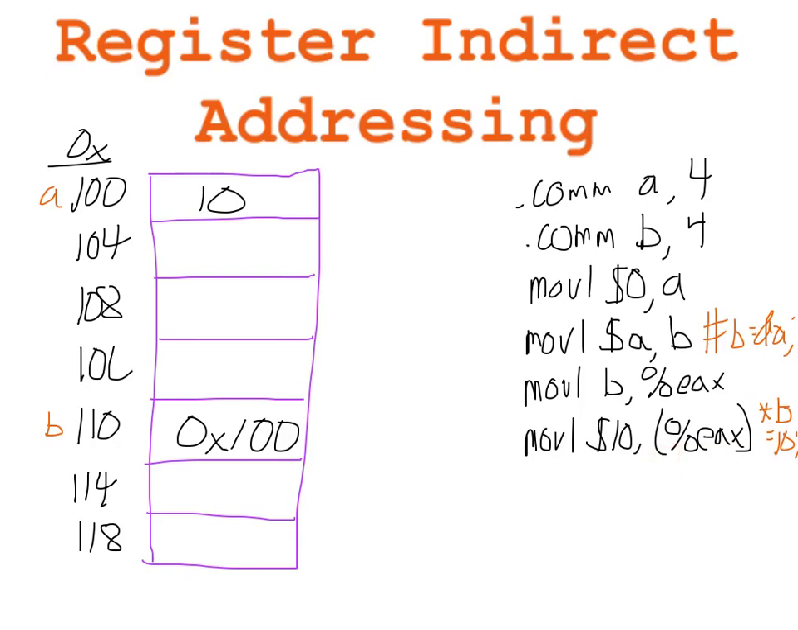Now, it's also possible to use register indirect addressing to work with pointers to arrays. So let's say that we have the exact same setup that we have now, where we have B as a pointer to A up top here. So in other words, B contains the starting address of A, which is 100. But let's change it up and say that instead of A being an integer, meaning A is 4 bytes in length, let's change A so that it is 12 bytes in length.